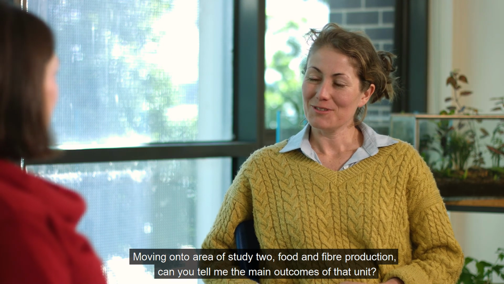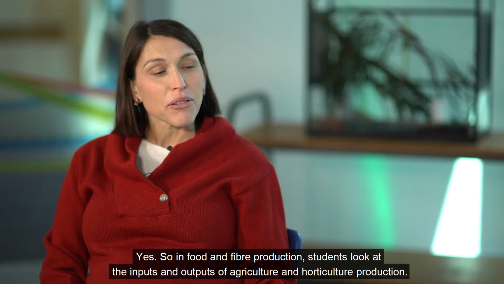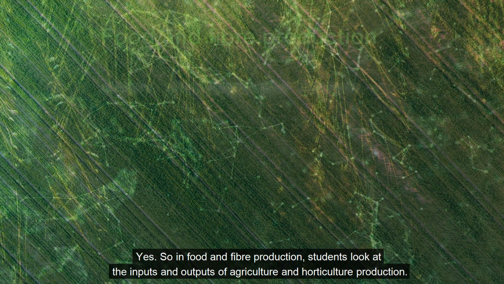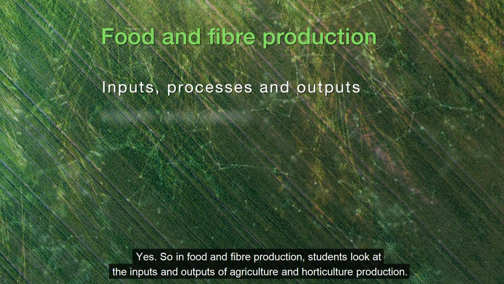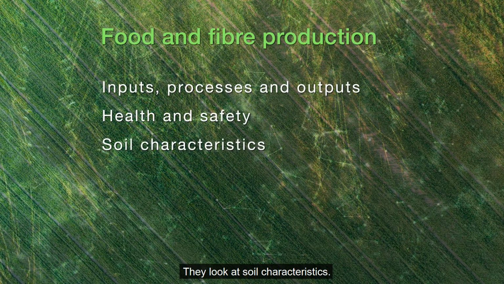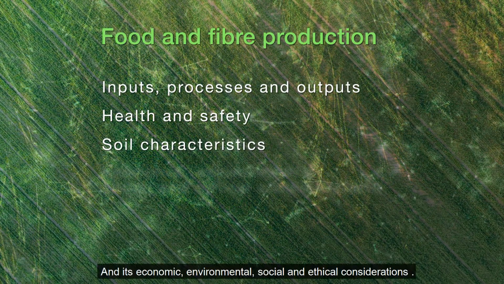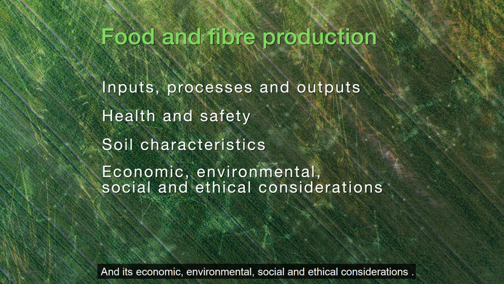Yeah, cool. Moving on to area of study 2, food and fibre production. Can you tell me the main outcomes of that unit? Yes, so in food and fibre production, students look at the inputs and outputs of agriculture and horticulture production. They look at health and safety. They look at soil characteristics and its economic, environmental, social and ethical considerations.